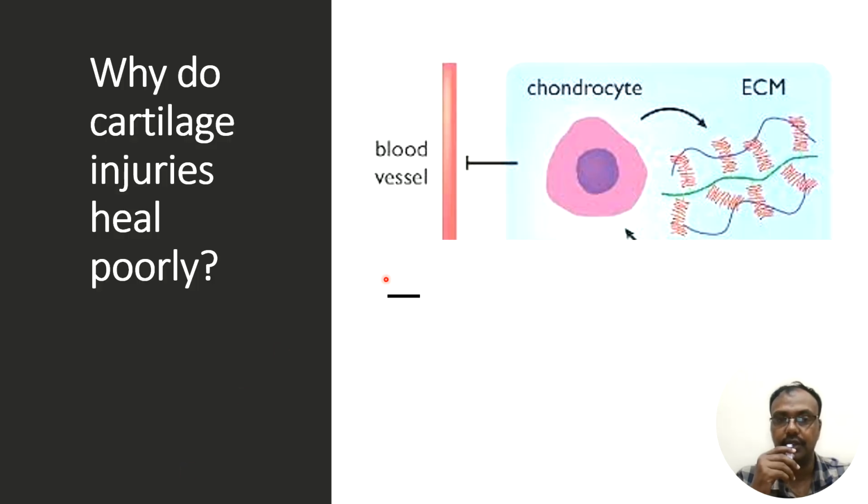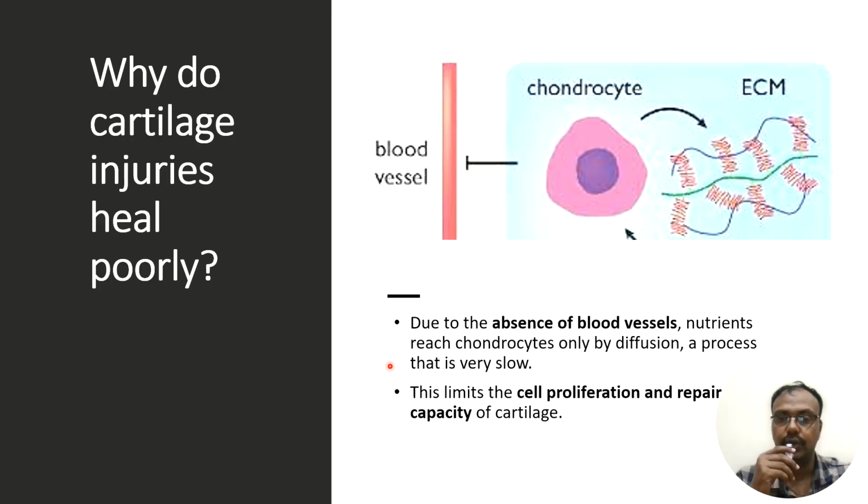Why do cartilage injuries heal poorly? Due to absence of blood vessels, nutrients reach chondrocytes only by diffusion, a process that is very slow. This limits the cell proliferation and repair capacity of cartilage. So in this diagram, the blood vessel is somewhere here and the cartilage is here. On the periphery, you may see the blood vessel, and the cells get nutrition by a process called diffusion.